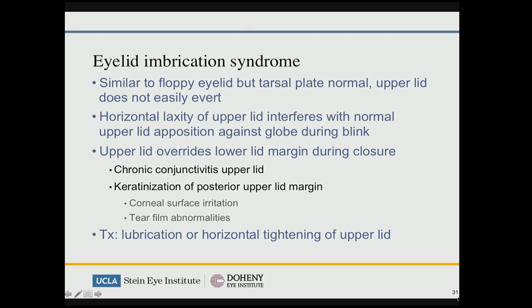This is similar to floppy eyelid, but the tarsal plate is normal, and the upper lid does not easily evert. So what happens is that there's horizontal laxity of the upper lid that interferes with normal upper lid apposition against the globe during blink, and then the upper lid overrides the lower lid margin during closure. And so the lower lid margin irritates the conjunctival surface of the upper lid, causing a chronic conjunctivitis and keratinization. And this leads to corneal surface irritation and tear film abnormalities. The treatment of this is either lubrication or horizontal tightening of the upper lid.